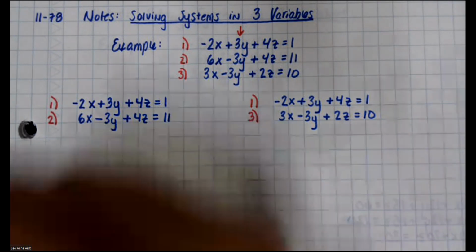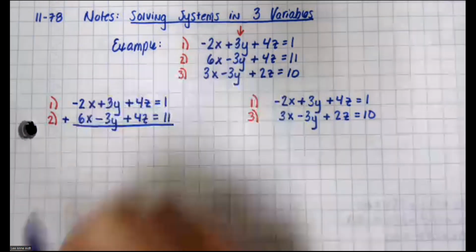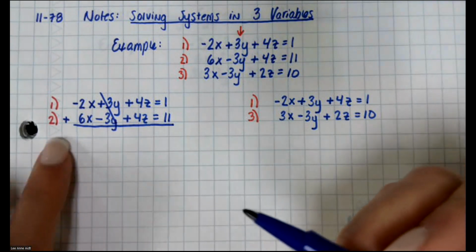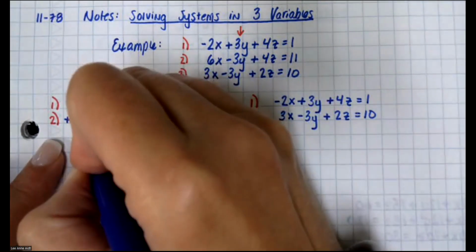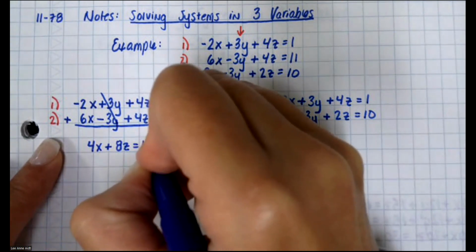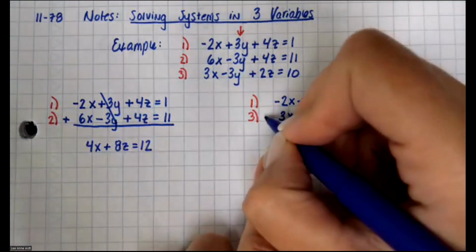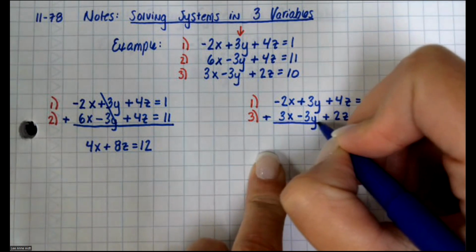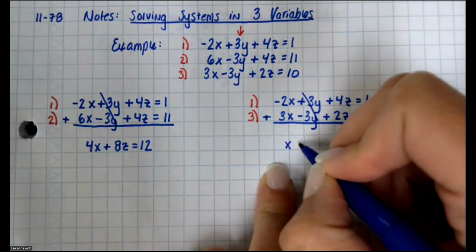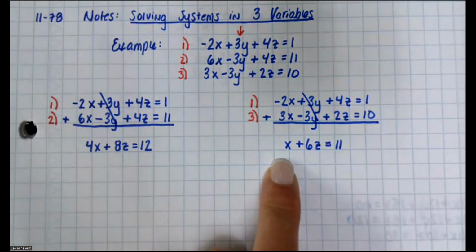Okay. So we're going to do the same thing we did above. So we're going to add these 2 together. And the whole point of it was to have those be opposites so that they will cancel. So this gives me 4x plus 8z equals 12. And this gives me x plus 6z equals 11.